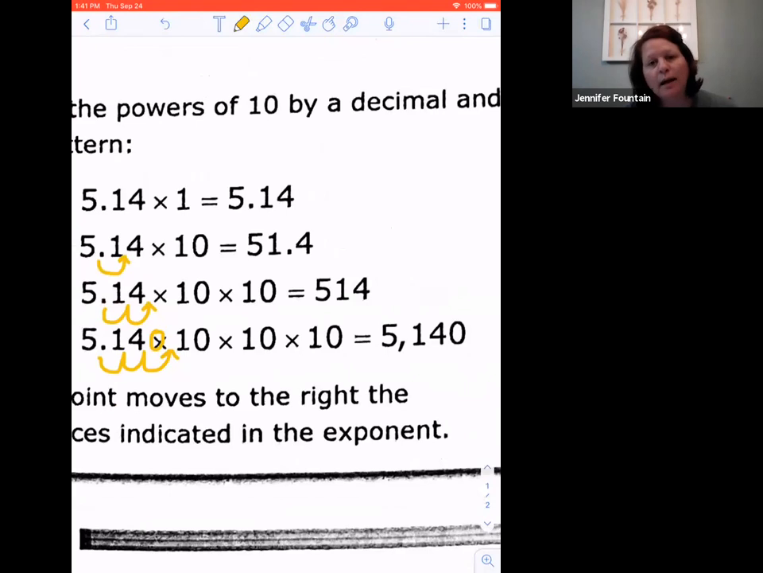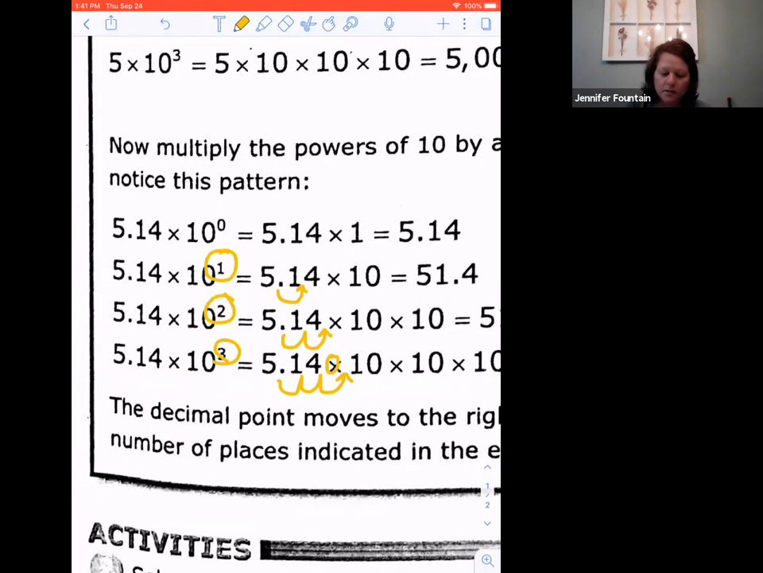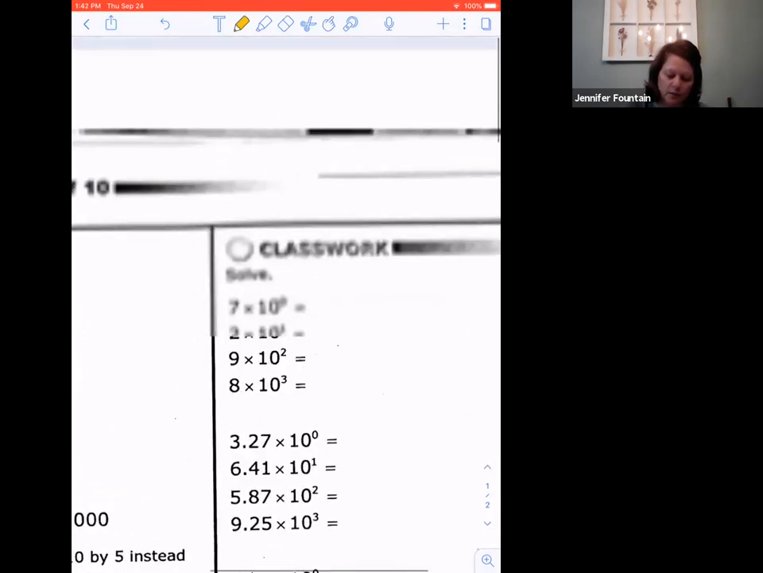So I end up with 5,140. So when I multiply by powers of 10, depending on what my power of 10 is determines how many places I move my decimal. So like here, my exponent of 10 is 1, so I moved it one decimal place to the right. Here, my exponent is 2, so I move it two places to the right. Here is 3, so I move it three places to the right. Okay? So let's go ahead and take a look at our examples.